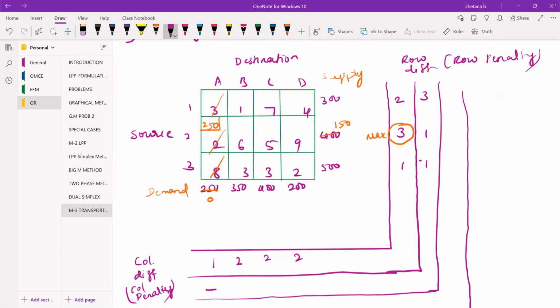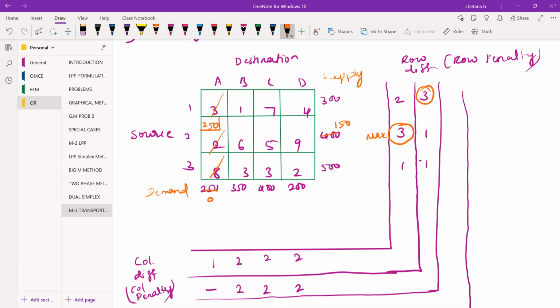For the column differences, 1, 6, 3, the difference is 2. Then 3, 2: all are 2, 2, 2. Then you have 7, 5, 3. The difference is 2 because of 5 and 3. 4, 9, 2: the difference is 2 because of 4 and 2. Now out of these row penalties and column penalties, which is the maximum one? 3 is the maximum.